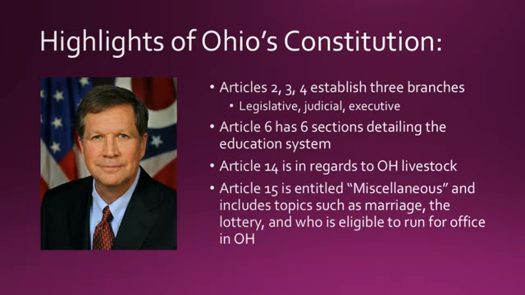Article 15 is just entitled miscellaneous, and there's just a hodgepodge of things in there. There's actually still a constitutional amendment that outlaws marriage between same-sex couples, but that technically shouldn't be in there anymore because that's been overturned by the Supreme Court of the United States. Technically, voters would have to go in and remove it, and it just isn't really necessary because it's null and void because of the Supreme Court at this point. There's also some stuff in there about the Ohio lottery, and also who's eligible to run for office in the state of Ohio.